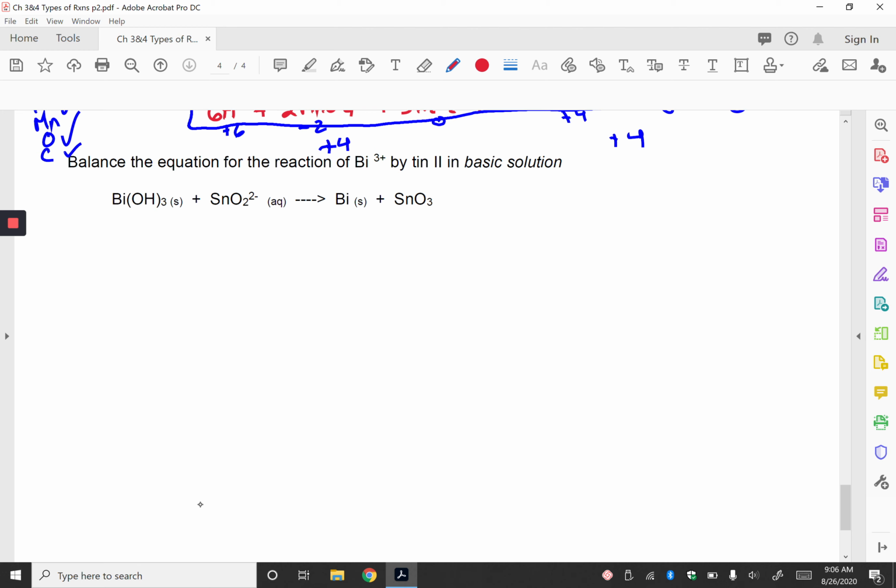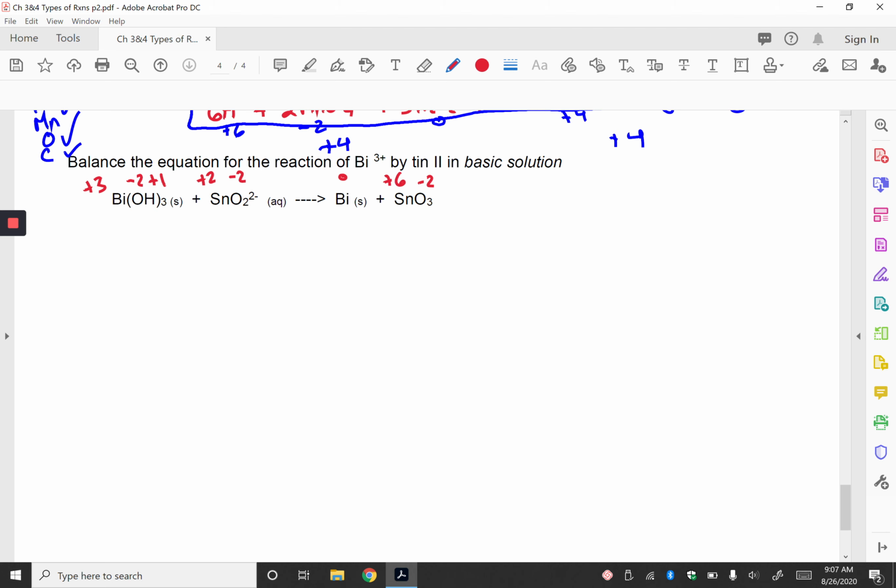So here my oxygen is negative 2, my hydrogen is plus 1, and that makes my bismuth plus 3. Another way to do this is you can say 1 OH is a hydroxide, so it's minus 1, and there's 3 of them, so that makes the bismuth plus 3. This one, the oxygen is negative 2, which makes the tin plus 2, to make it all equal to negative 2. Bismuth here is a neutral element in its natural state, so it's 0. My oxygen is negative 2, which makes my tin plus 6, to make it all neutral.